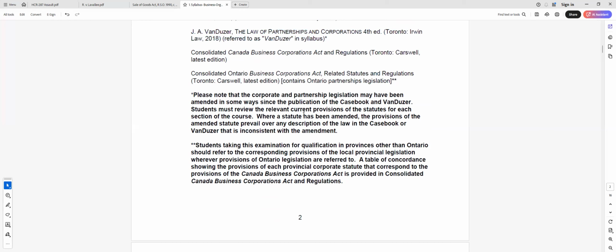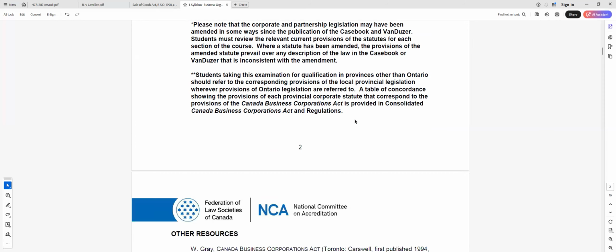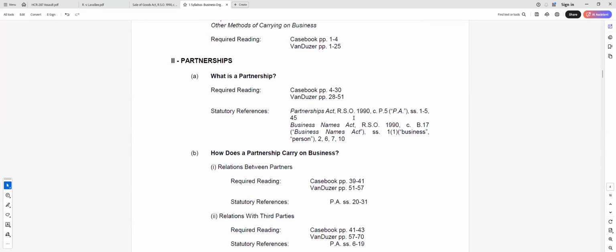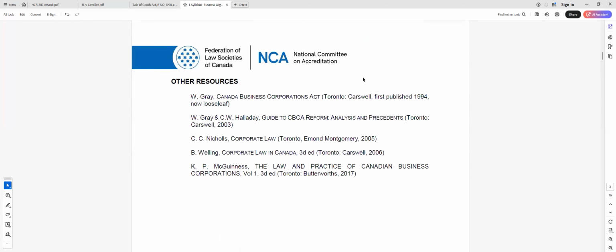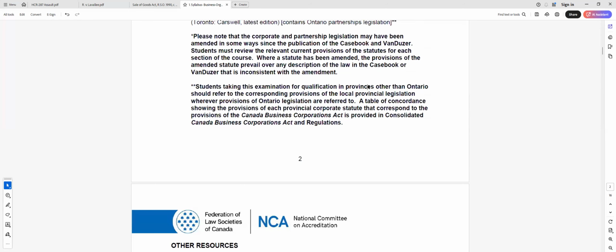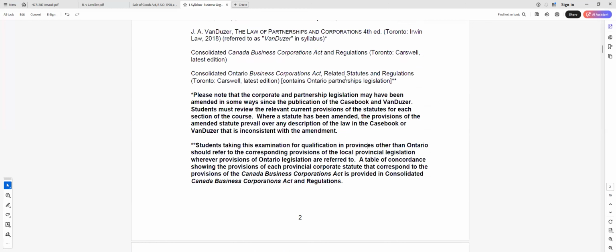Students must review the relevant current provisions of the statutes for each section of the course. So sometimes in the syllabus you can see they are referring to certain legislations, partnership act, so and so section. So what we have done is that we have referred to the recent version of these sections, and that only we have mentioned in the material because it's an open book exam. You'll be referring to our material and you should have accurate information.